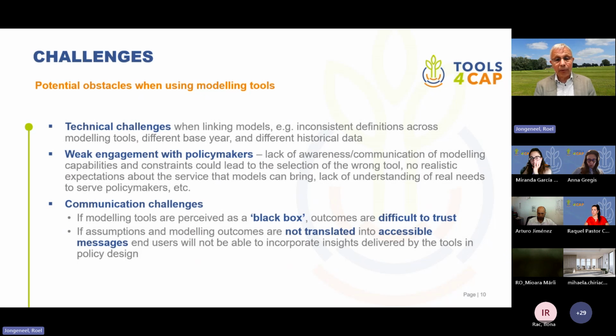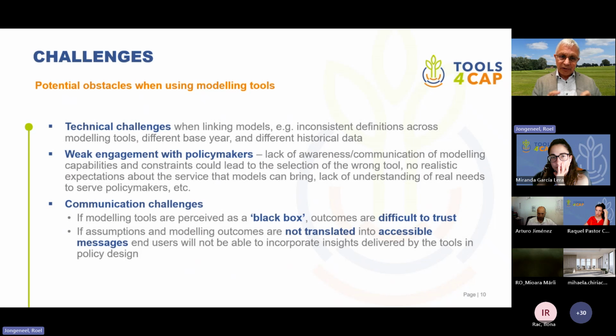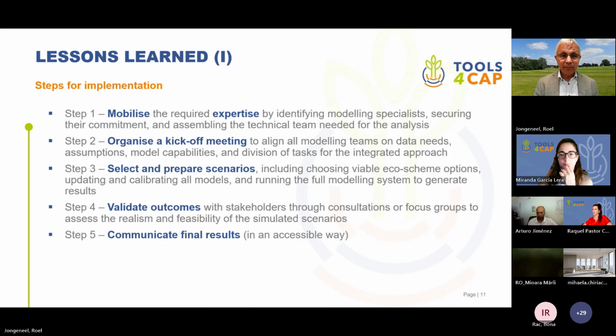However, communication is also a challenge. Because on the one hand, you are using technical models, which do a lot of things, but you also need to be able to communicate the results and make them plausible and give your policy clients the understanding in a more colloquial way, rather than going into all the details. So this is an important thing.